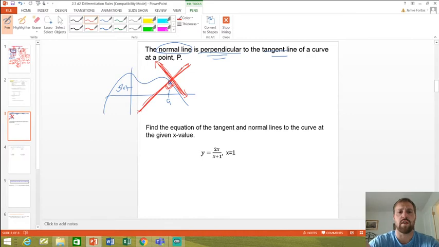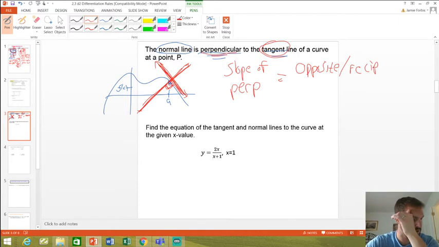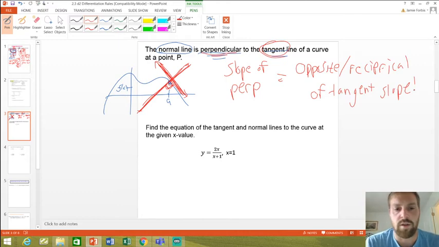Okay, it's still the equation of a line, but if you know the tangent line, you can figure out the perpendicular normal line. Because I want you to remember how this works. The slope of the perpendicular line is equal to the opposite slash reciprocal, I don't know if I'm spelling this right, whatever, the opposite slash reciprocal of the tangent slope. So we'll do a quick example on this. It doesn't pop up enough to spend a whole day on, but let's just see if we can do it. All right.